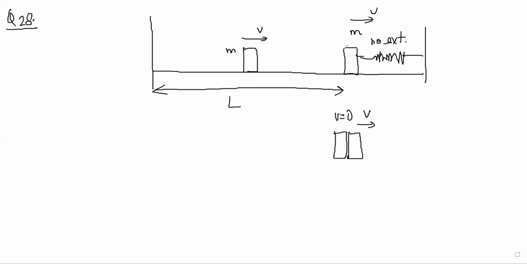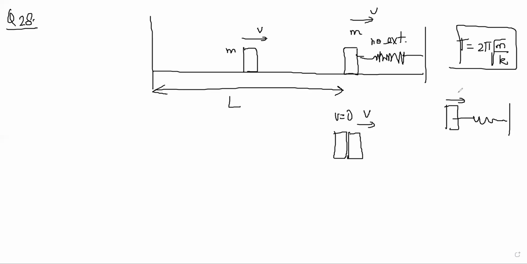So it will go inside and come back to this point, right? The time period of its motion is 2 pi root m by k. It will do SHM. Basically, it's like a simple spring mass system where you have given a V to it. Its time period will be 2 pi root m by k.